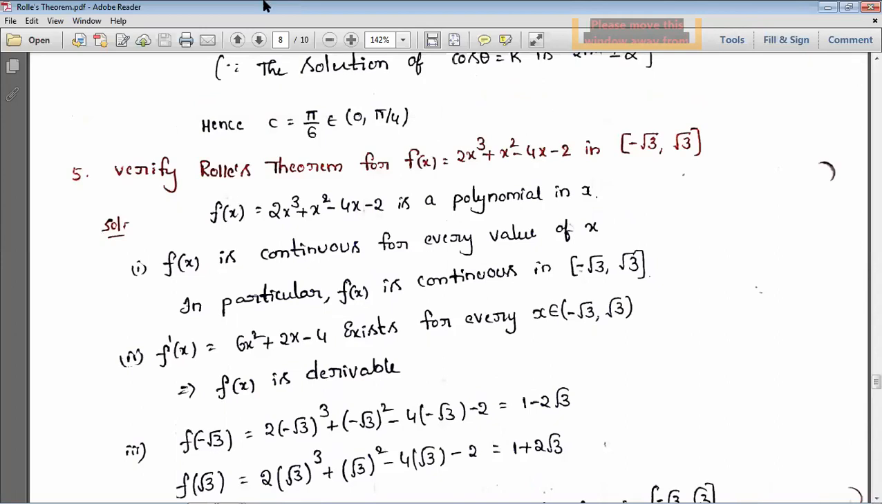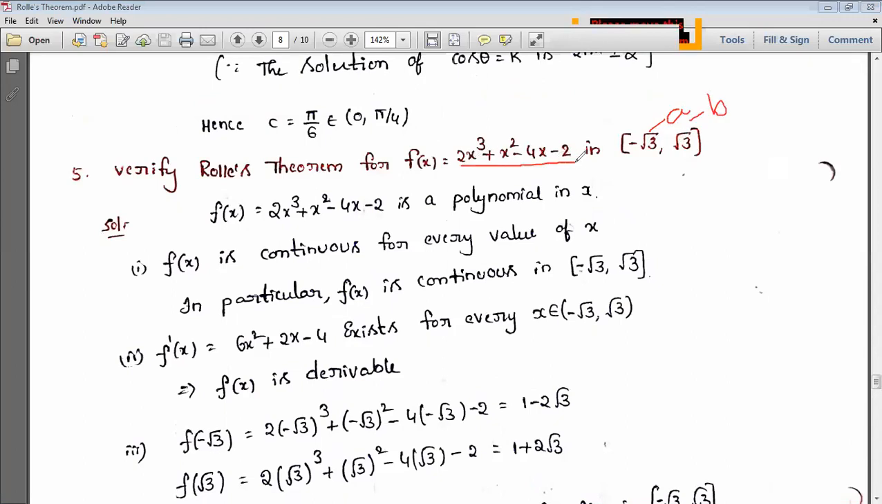So this is a and this is b. Here is the a value and here is the b value. Now already we know that this is a polynomial. Simply we can say that this is a polynomial.